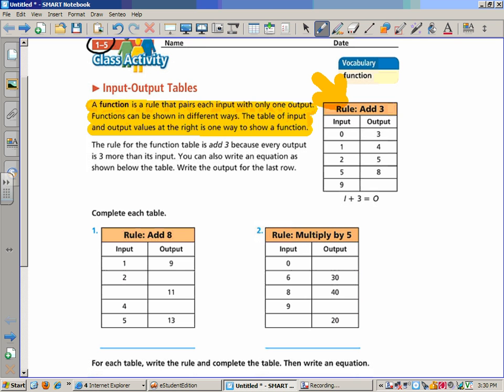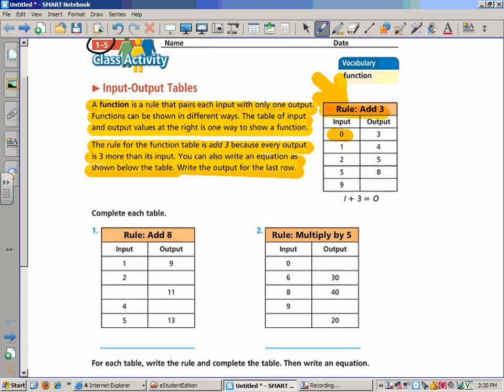So they're talking about this one right here. The real rule for the function table is add 3 because every output is 3 more than its input. You can also write an equation as shown below the table. Write the output for the last row. Okay, so what they're telling you here is with functions, you have one certain function for a table, and that function applies to all of your inputs, and you'll notice it in your output. So the function here is adding 3.